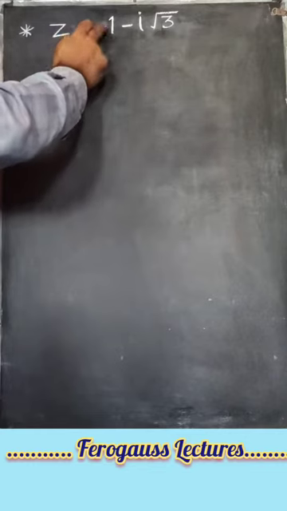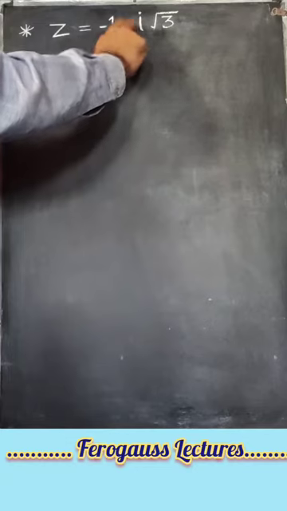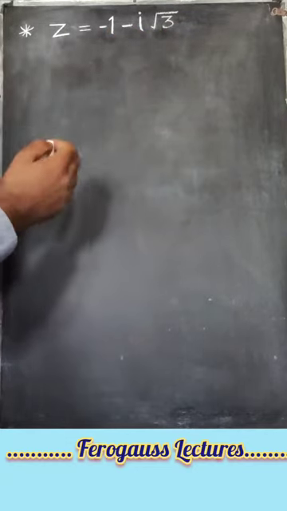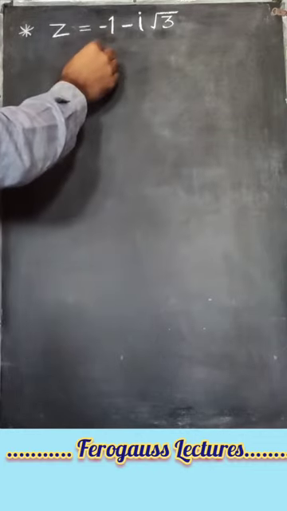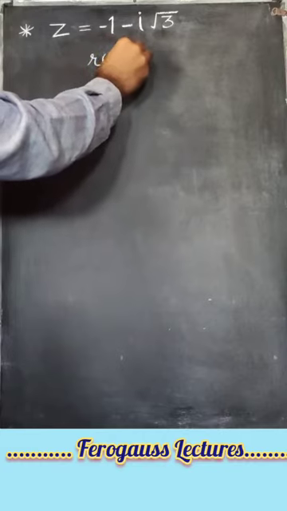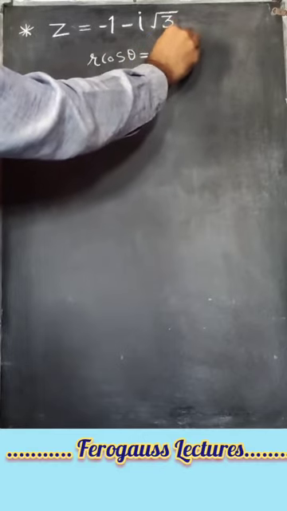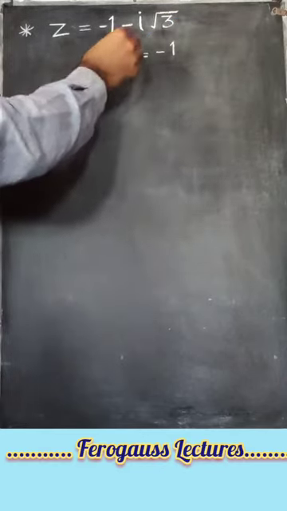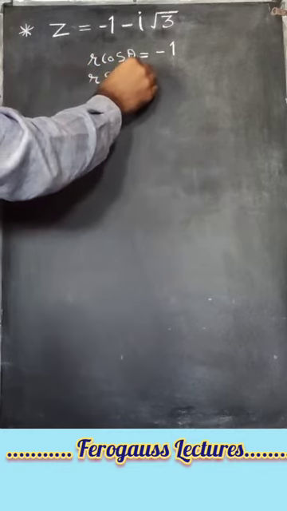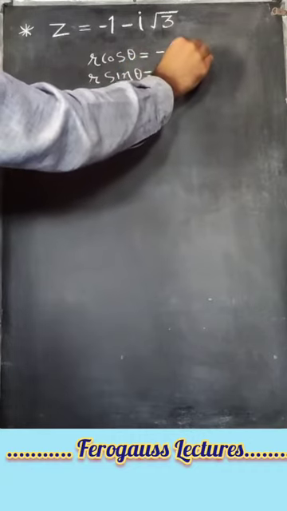Now in this case, the real part is equal to -1 and imaginary part is equal to minus square root of 3. To convert this complex number into polar form, we put real part equal to r cos theta, that is r cos theta equal to -1, and we put imaginary part equal to r sin theta, that is r sin theta equal to minus square root of 3.